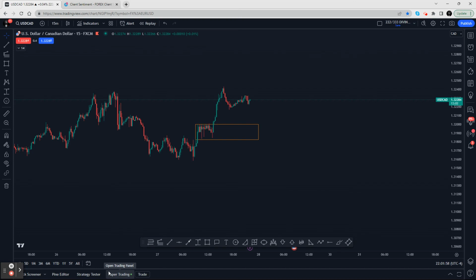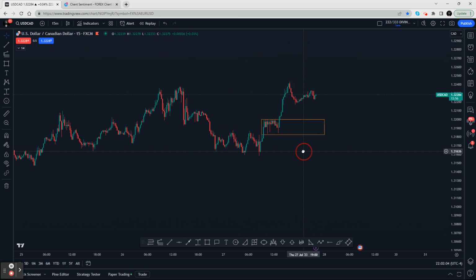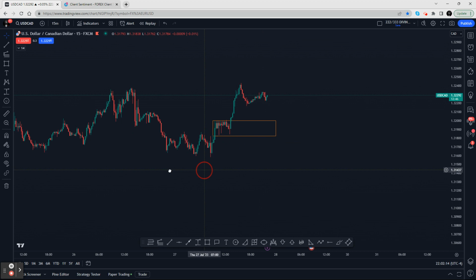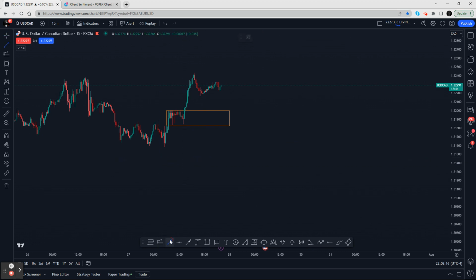All right, I'm looking at US dollar, Canadian dollar. I am on a 15-minute chart. I'm going over a trade that I took earlier today, and I basically look for this consolidated zone. I had a box drawn here, and I'm going to show you how I got my targets. All right, measured. Basically, it's a pole flag pattern, right?